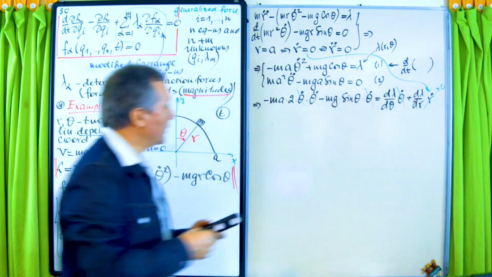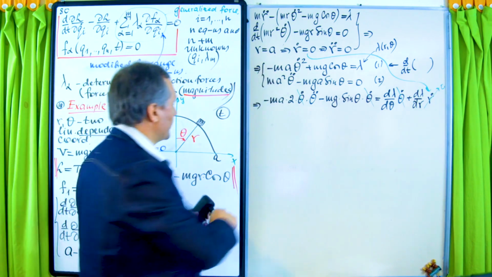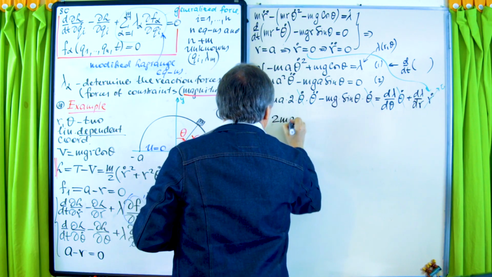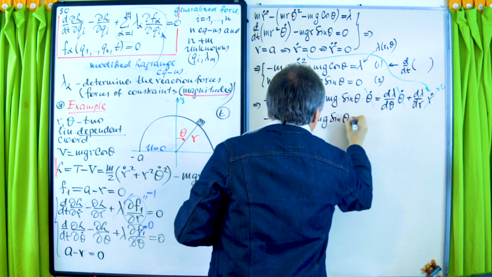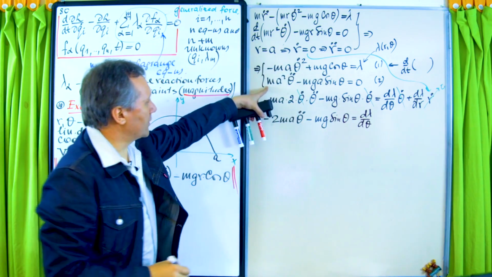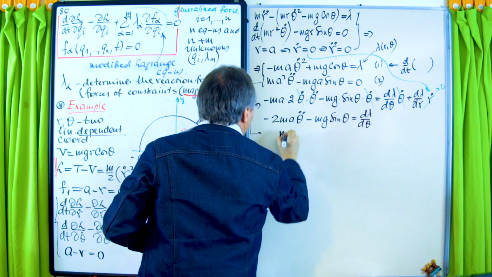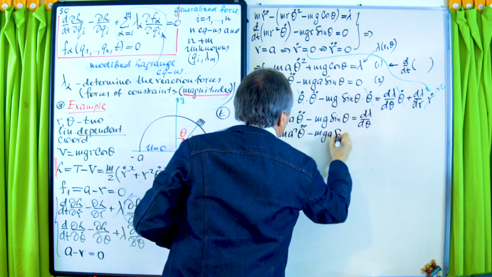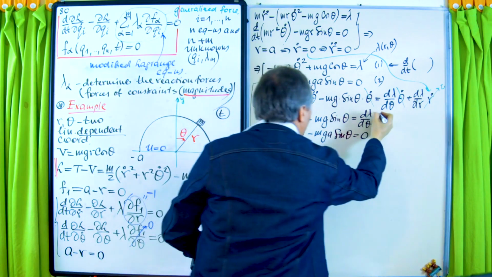Right. And as a result, we will have, let me rewrite, again together with this second equation, because now it's kind of messy. So it will be minus 2ma theta double dot minus mg sine theta equals d lambda over d theta. And underneath, let me write this equation. So it will be ma squared theta double dot minus mga sine theta equals 0. So now that's what we have.